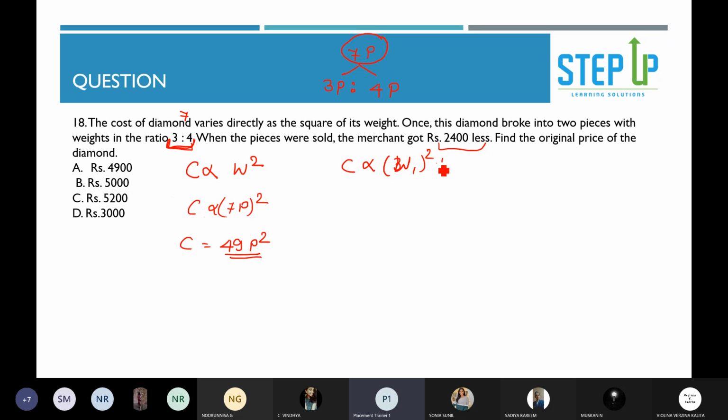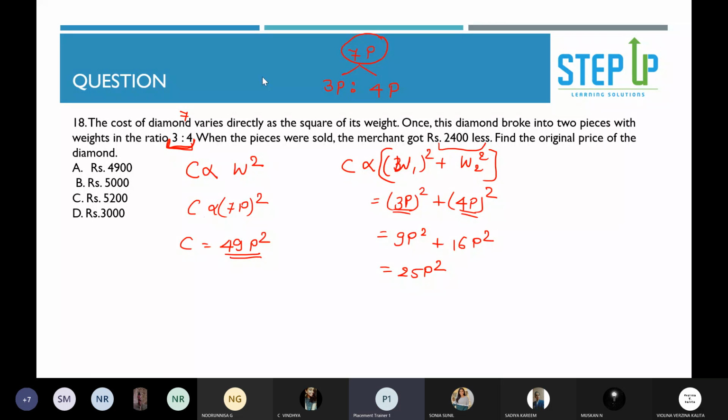W1 square plus W2 square. What is this? 3p whole square plus 4p whole square. 3p whole square is what? 9p square, and 4p whole square is 16p square, which is equal to what? 25p square. Did you understand so far?